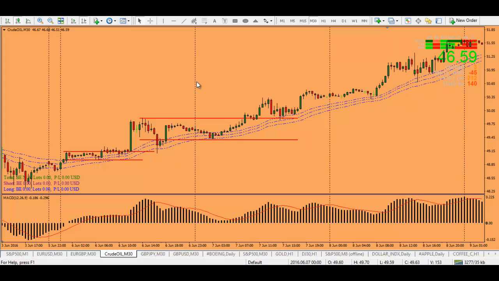If the price is trending towards the upside but the MACD is curled towards the downside, it's best to ignore that trade and look for a better setup.